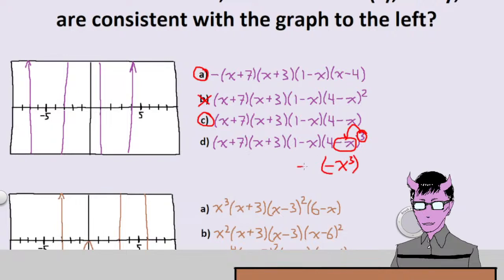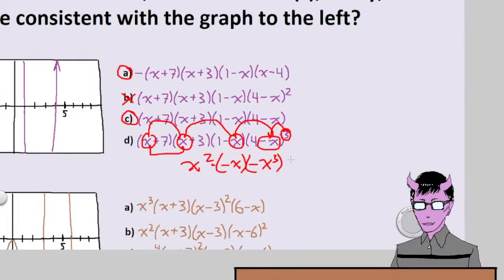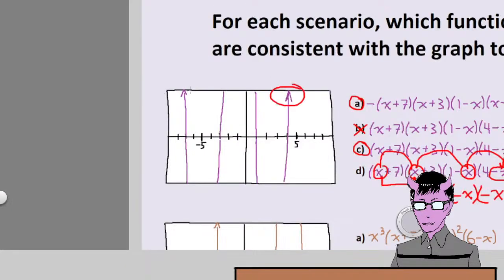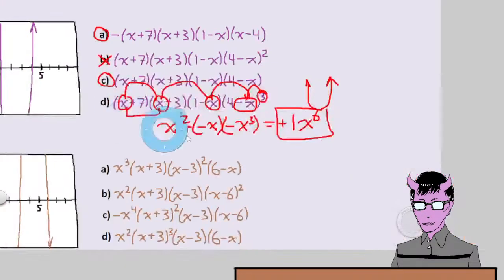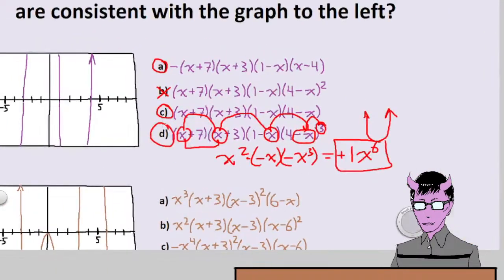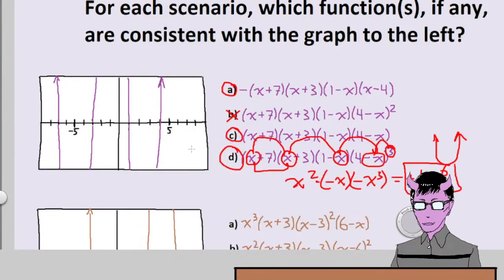We have a negative x here. So partially distribute to this one, partially distribute to that one, partially distribute to that one. These two are x squared. So if you multiply this out, number 1, it becomes positive 1. And then number 2, 2 plus 1 plus 3, x exponent 6. So that is the upwards motif, which is consistent with this one and this one. So D is also consistent with the graph on the left.